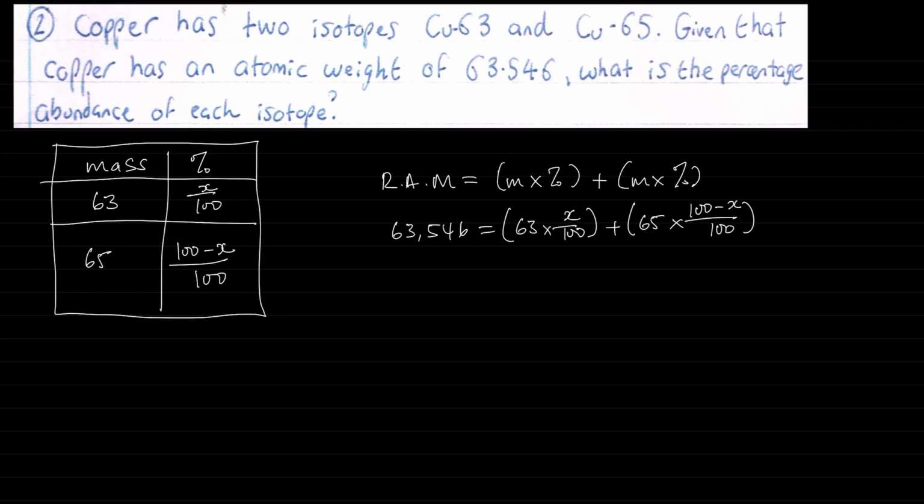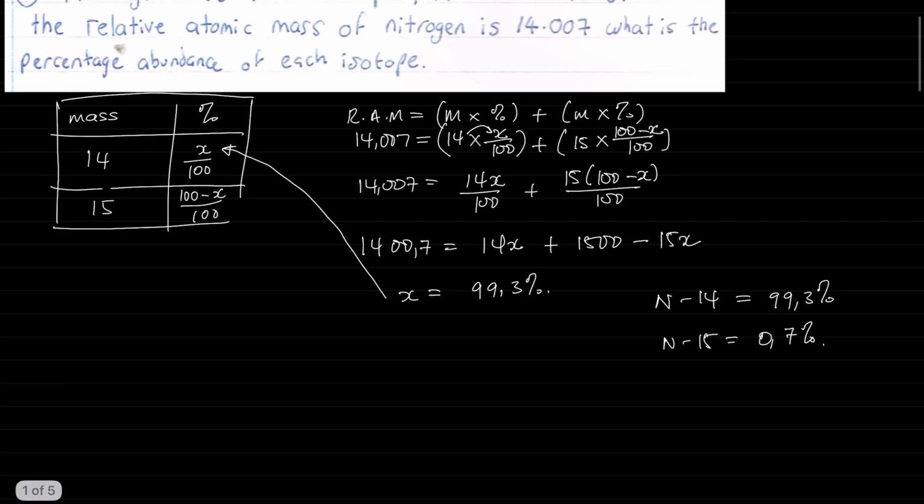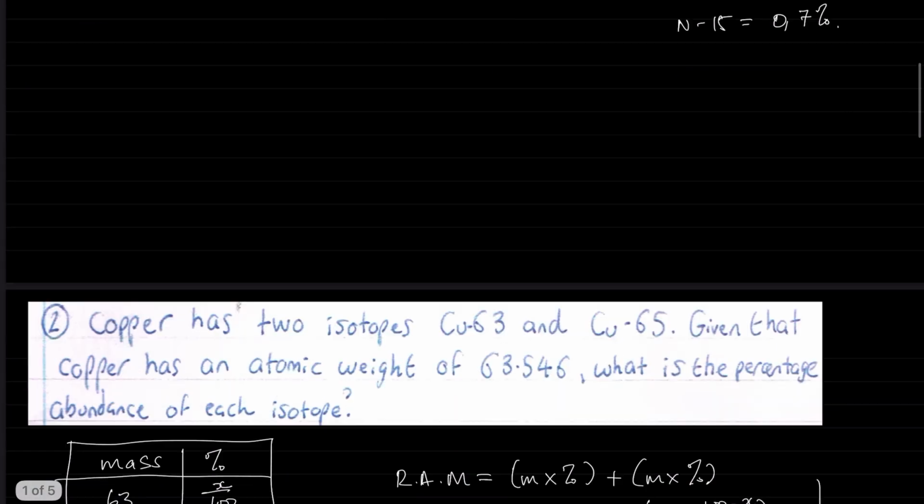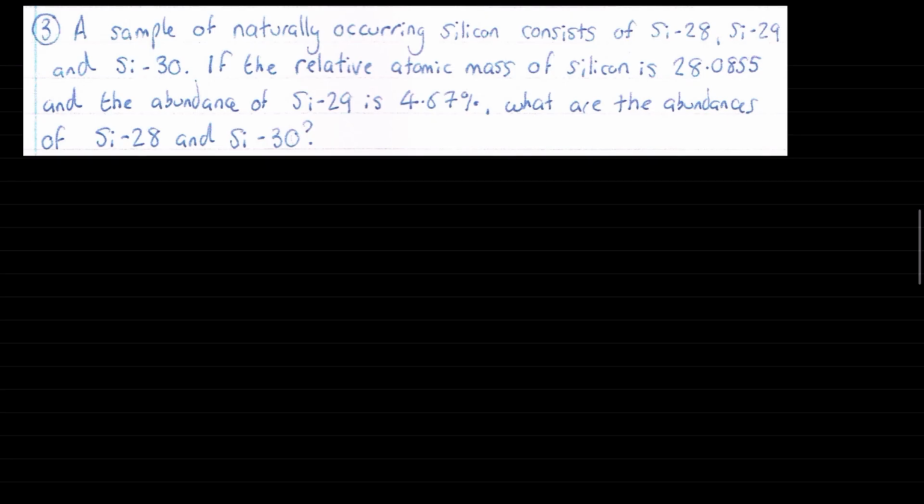And now the process is exactly the same as the previous one, and we can solve. So when we solve, we're going to get x is equal to 72.7%. So therefore, we can write out our answer and say that Cu63 has a percentage of 72.7%, and that means that Cu65 is going to be the balance, which is 27.3%. Now the calculations here are exactly the same as what we did before, so we're not going to repeat it. Let's move on. Question number 3.